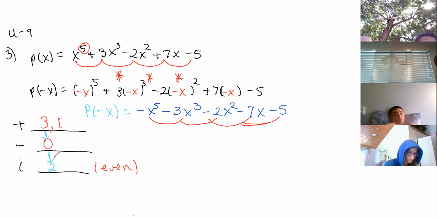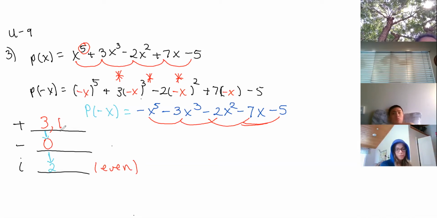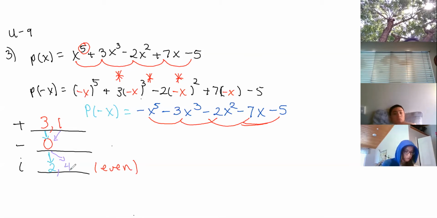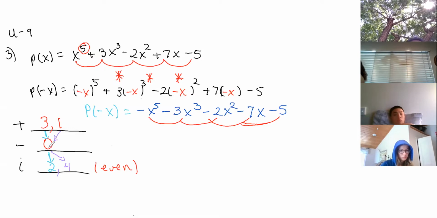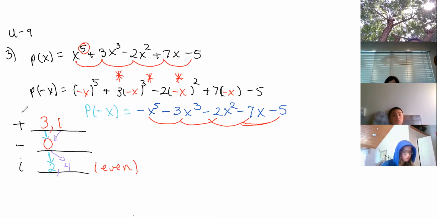Now let's try it with 1. 1 plus 0 is 1, plus what number would give me 5? 4. And they ended up even, just like we said, 2 and 4, and those are the only combinations. So our possibilities are 3 positives, no negatives, and 2 imaginaries, or 1 positive, no negatives, and 4 imaginaries. Those are the possible outcomes that we have for positive, negative, and imaginary solutions.